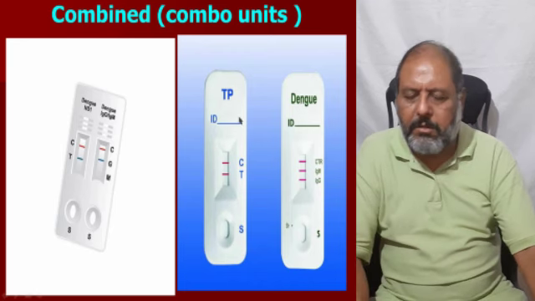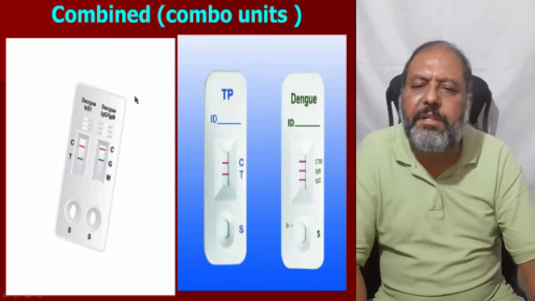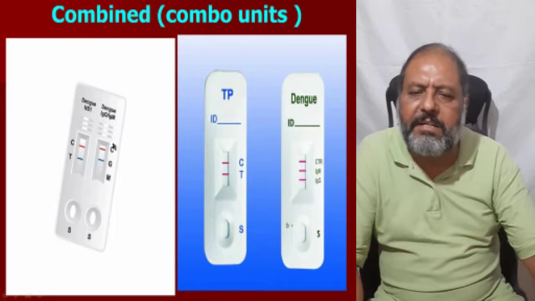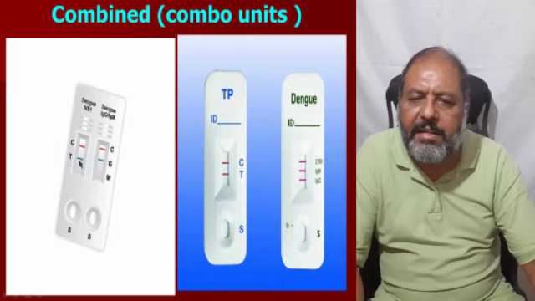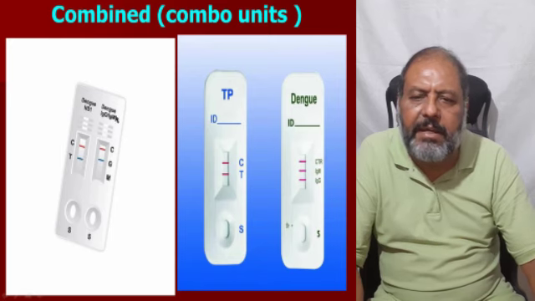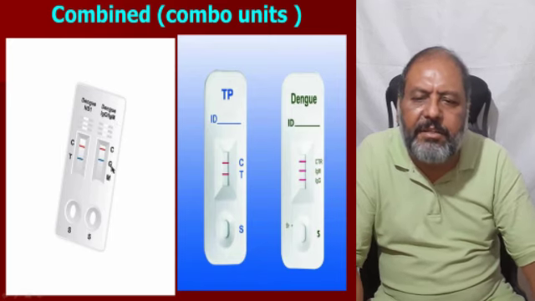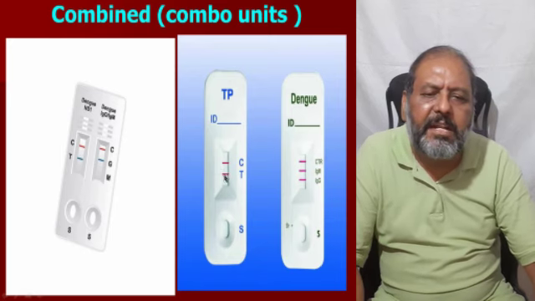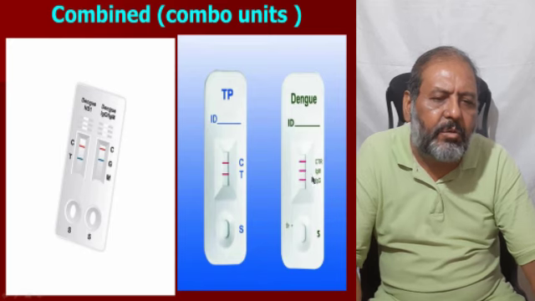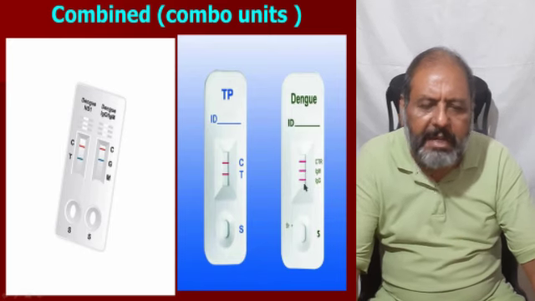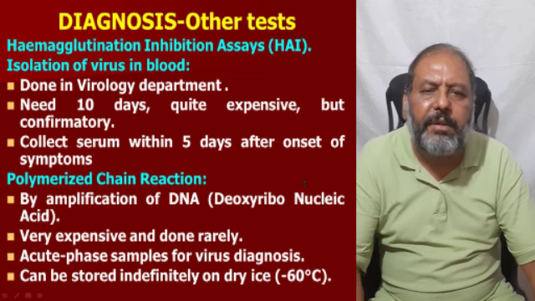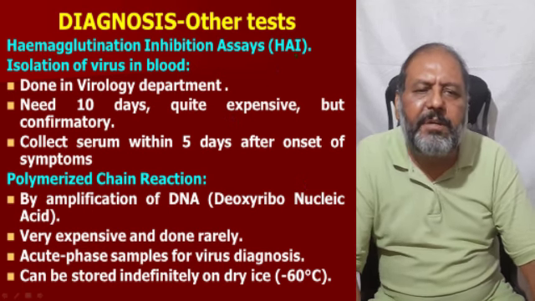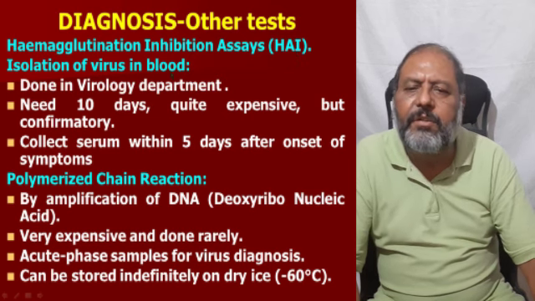Now, there are combo units available which detect both NS1 and the dengue antibodies simultaneously in one strip. Here one can see the NS1 that is positive, and here the dengue IgG is positive. Similarly, here the T means the test is positive for NS1, and here the two lines, that is IgM and IgG antibodies, are positive.